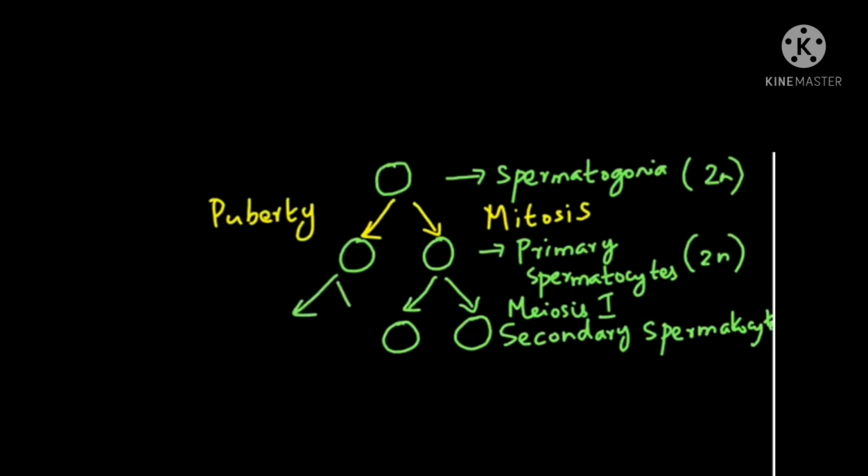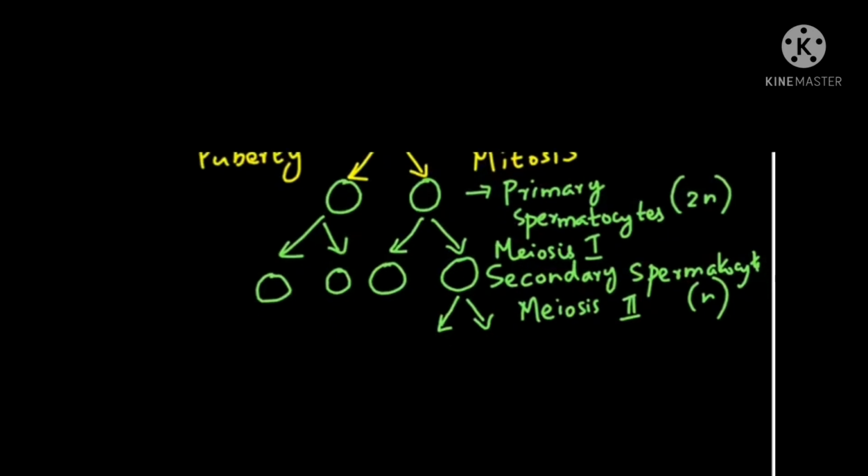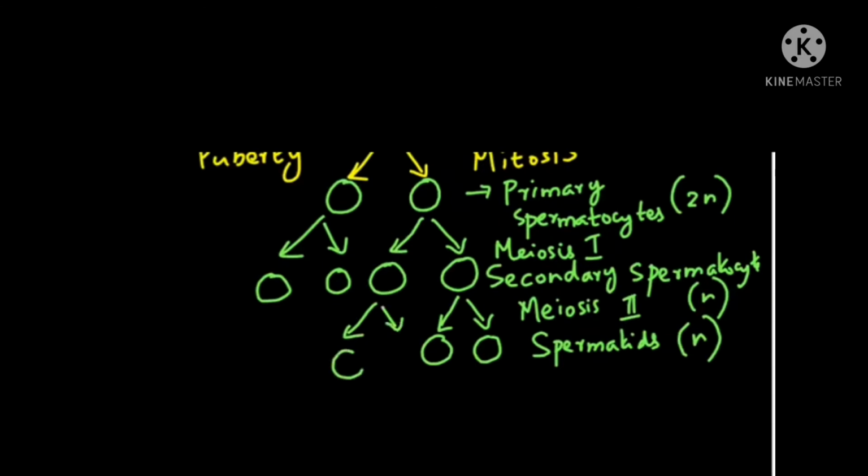This also will undergo meiosis 1, and you get all these secondary spermatocytes. Each one will be haploid because they are the products of meiosis. That's why. Now each of these secondary spermatocytes will enter into meiosis 2. When they enter into meiosis 2, they will be called spermatids, and they are haploid itself. So the other one also will form spermatids.